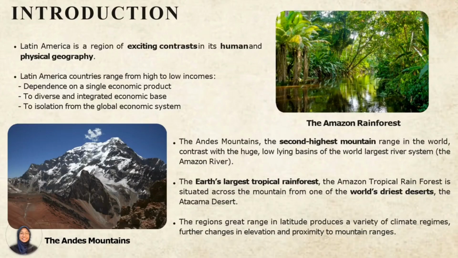Hi everyone, we will start with the introduction. Latin America is a region of exciting contrast in its human and physical geography. Latin American countries range from high to low incomes, from dependence on a single economic product to a diverse and integrated economic base, to isolation from the global economic system. The Andes, the Earth's largest tropical rainforest, the Amazon, is situated across the mountain from one of the world's driest deserts, the Atacama Desert. The region's great range in latitude produces a variety of climate regimes, with further changes in elevation and proximity to mountain ranges.